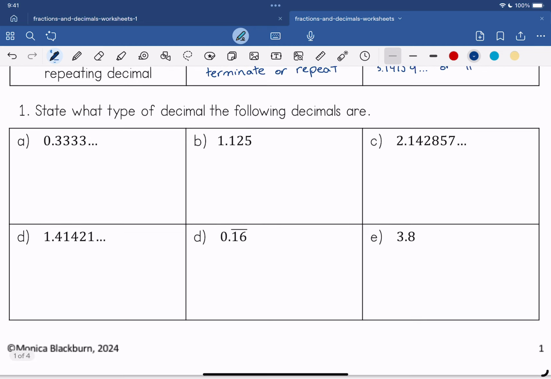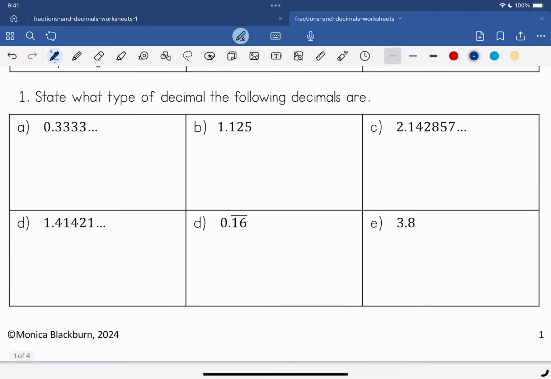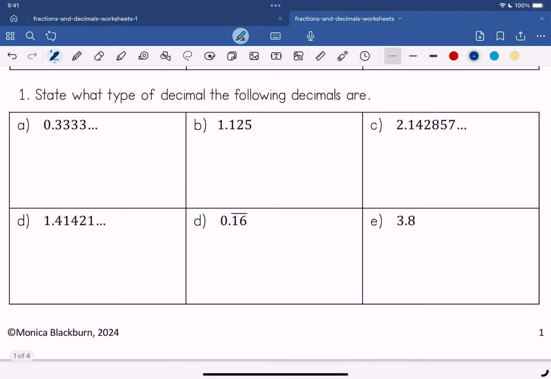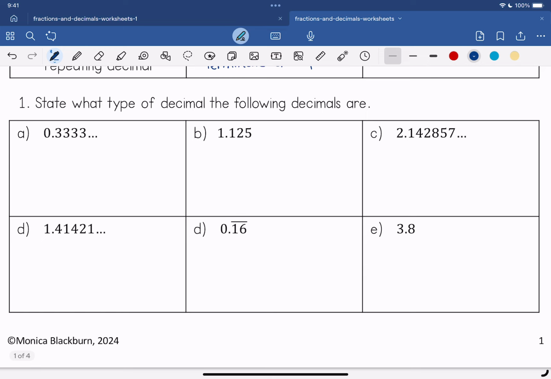Okay, so question number 1. State what type of decimal the following decimals are. So 0.333, the 3 is repeating, hence this is a repeating decimal. B, 1.125, it ends, there's no repeating pattern, it's a terminating decimal.